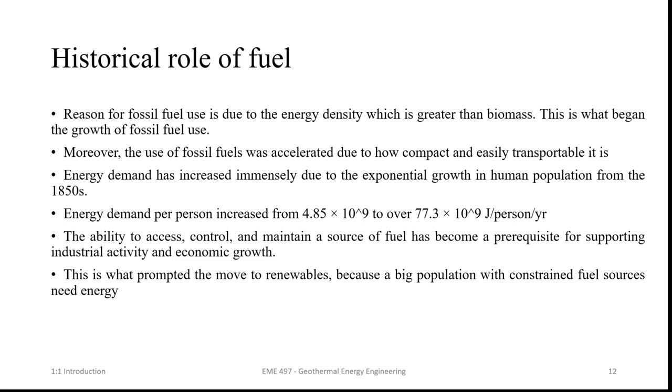So, moreover, the reason why fossil fuel was accelerated is due to how compact and easily transportable it is. I mean, it's a given. Why else do we still use diesel and gasoline for our transportation, for our planes, our cars? Because it's just easy to store and fast to refill.